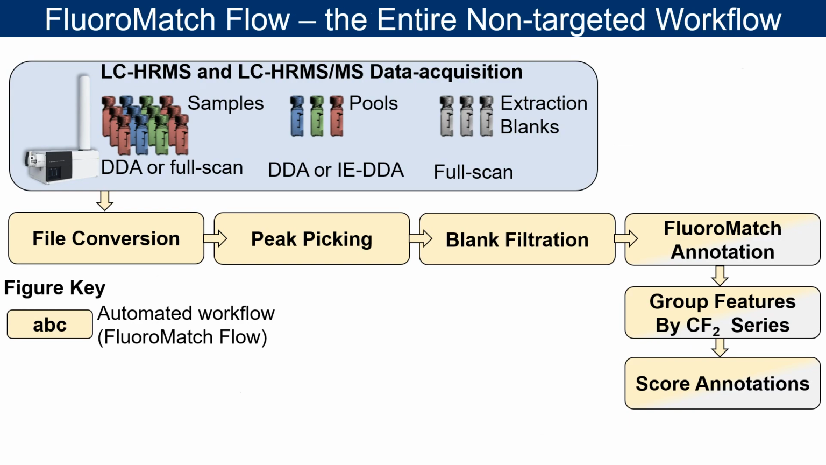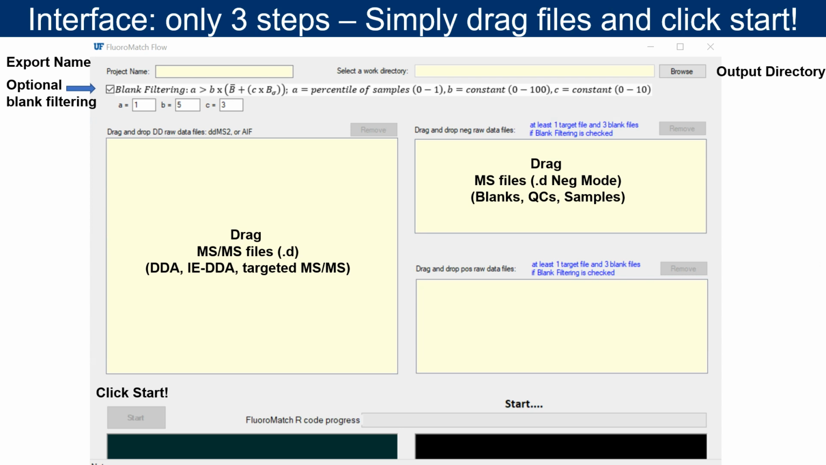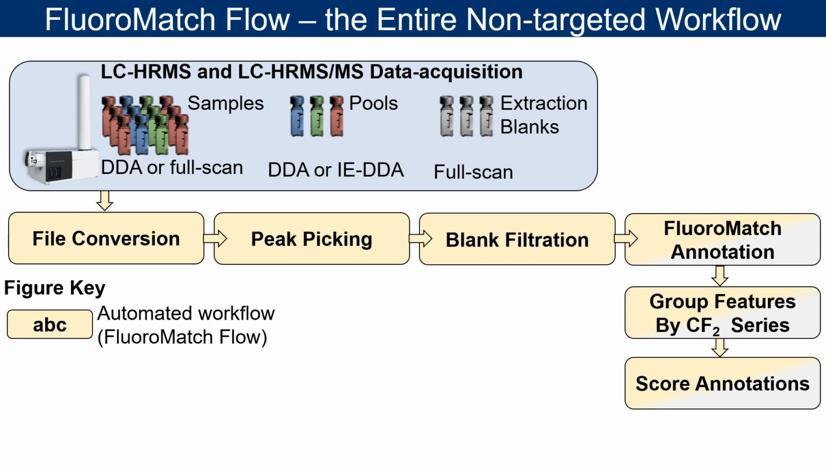So for the FluoroMatch Flow, this workflow covers the entire data processing workflow. For example, all you have to do is drag your files onto this interface, which we show here. You drag the .d files, the MSMS, and the negative mode full scan, blanks, NEQCs, and then you click Start. And what happens behind the scenes, underneath the hood, is the software does file conversion, does peak picking using MZmine, does blank filtering, does FluoroMatch annotation, groups by homologous series, and scores those annotations.